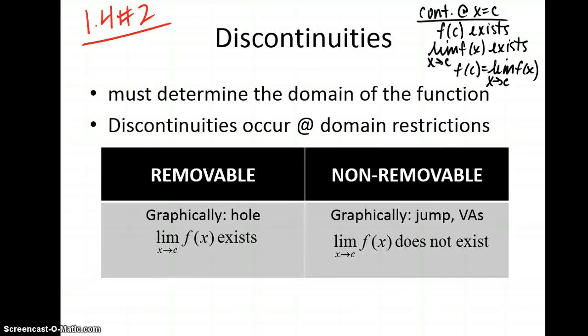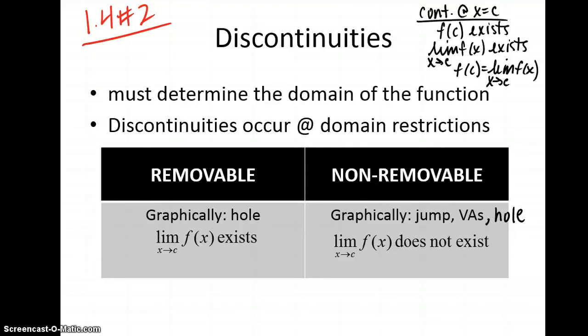There are two types of discontinuities, and you studied these last year. Removable versus non-removable discontinuities. Graphically, a removable discontinuity is going to be a hole on the graph. A non-removable discontinuity graphically can be a jump, a vertical asymptote, and it can be a hole as well. What separates the two is the existence of a limit. If the limit exists, then the discontinuity is described as removable. If the limit does not exist, then we would describe the discontinuity as non-removable.